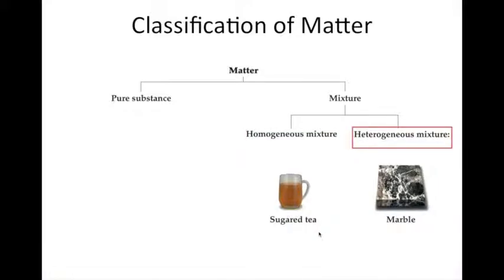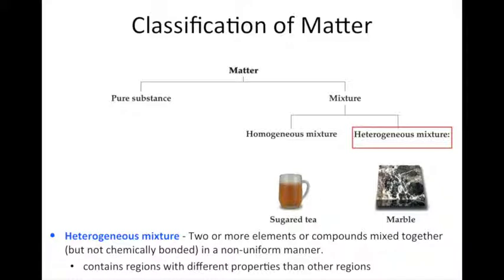Let's contrast that with a heterogeneous mixture. In a heterogeneous mixture, you have 2 or more elements or compounds mixed together physically, not chemically, but they're a non-uniform matter. So some regions of the substance contain different properties than others. If you look at this slab of marble here, you can see that some parts of the marble have a different composition than other parts of the marble.